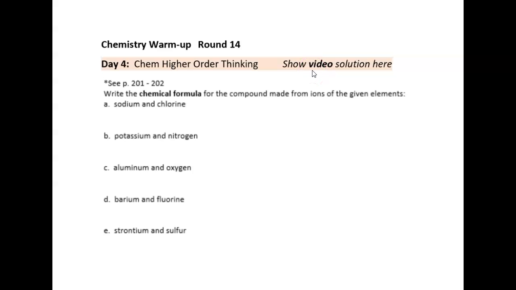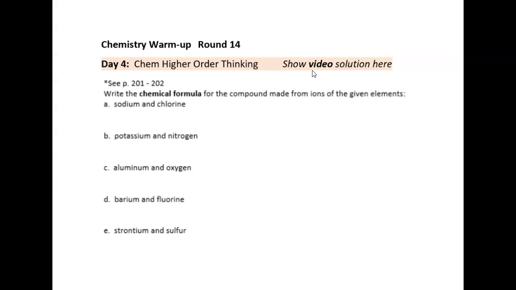Here are the answers for the day 4 warm-up. Write the chemical formula for the compound made from ions of the given elements. Question A, sodium and chlorine. To create the formulas, we need to think about the positive and negative charges, and make sure the positive and negative charges balance out, creating a neutral compound.